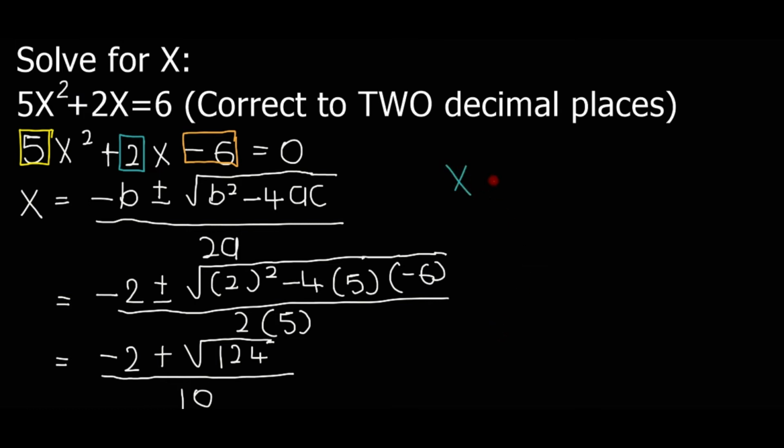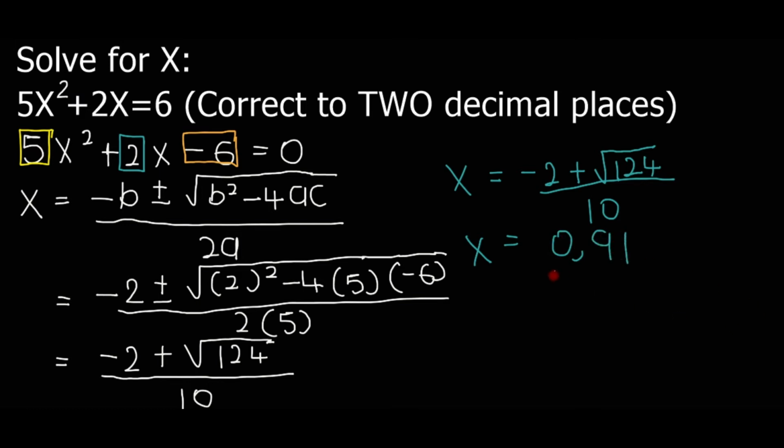This means x is equals to minus 2 plus the square root of 124, and then over 10. So when you press your calculator, it will give 0.9 something, and then because we round off into 2 decimal places, this is 0.91.